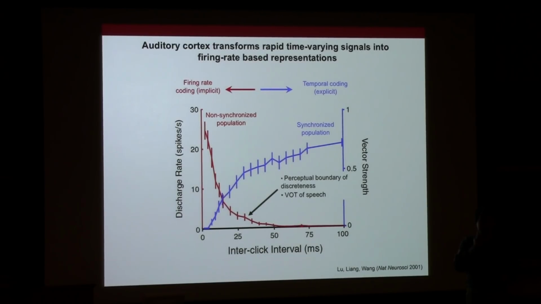There's a little bit of noise here. All you do is that's how you do it. That's a very important parameter called voice onset time of speech. That's also on the boundary here. Okay.